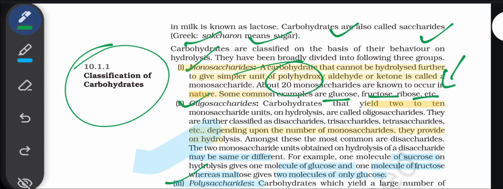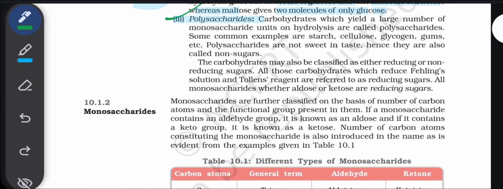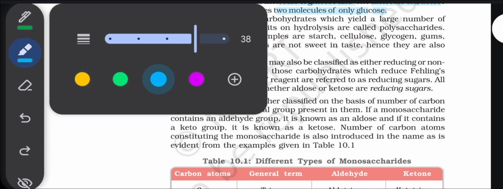Okay. Now moving ahead to the polysaccharides. Carbohydrates which yield a large number of monosaccharide units on hydrolysis are called polysaccharides. Some common examples are starch, cellulose, glycogen, gums, etc. Polysaccharides are not sweet in taste. Very important line. Polysaccharides are not sweet in taste.